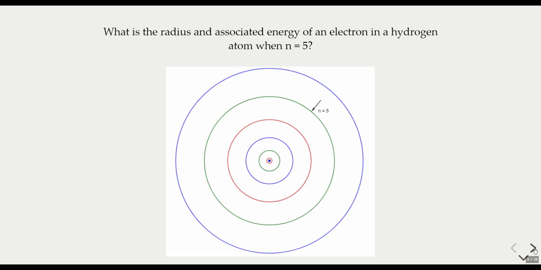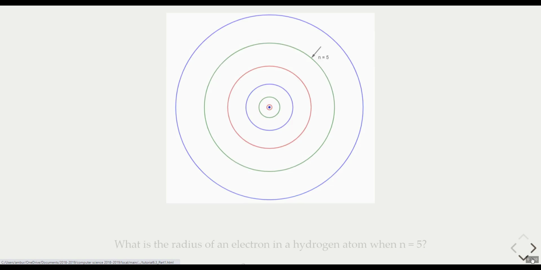Alright, so let's look at one. We're going to do 2 of these for the 5th and the 3rd orbit. Let's just see if it makes sense. Question, if you're over here in this 5th orbit, where are you? What's your radius? And if you're out here, how much energy is associated with you as an electron in a hydrogen atom? The radius first, let's have a look at that one.